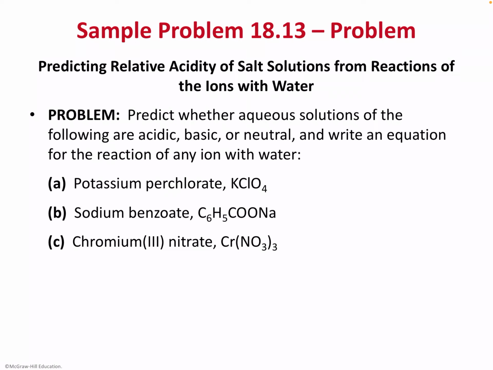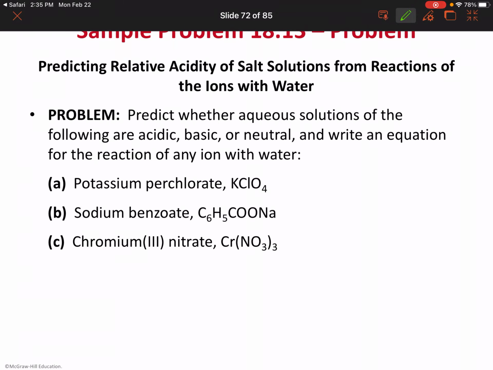Let's look at these examples. Predicting relative acidity of salt solutions from reactions of the ions with water. Predict whether aqueous solutions of the following are acidic, basic or neutral, and write an equation for the reaction of any ion with water. Now let's look at potassium perchlorate. When you put this into water, what's going to happen? It will dissociate into K+, potassium ion, and ClO4-.